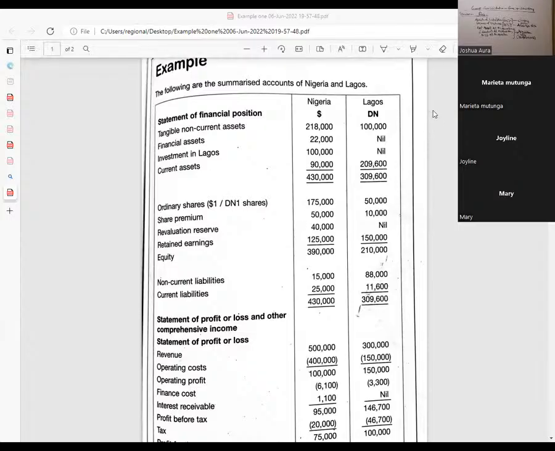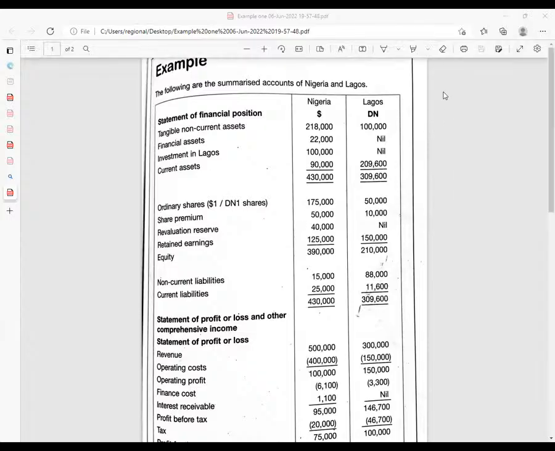So we are given an example here. The following are the summarized accounts of Nigeria and Lagos. So these are two different companies. One company called Nigeria and another one called Lagos. One good thing that I'm able to see is that Nigeria company has its financial statements presented to us in terms of dollars. Lagos has, in this case here, the currency DN. DN could be Naira, whatever.